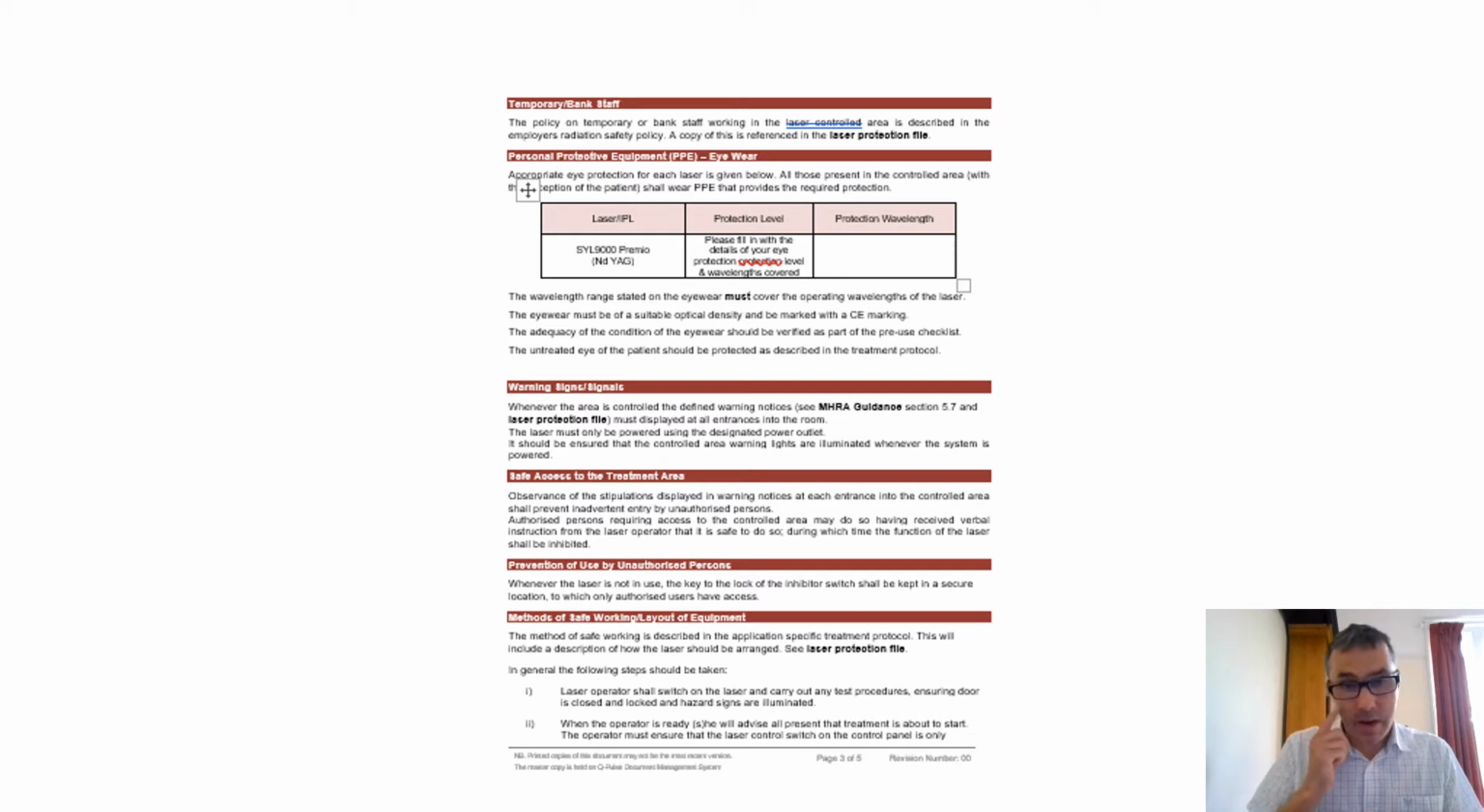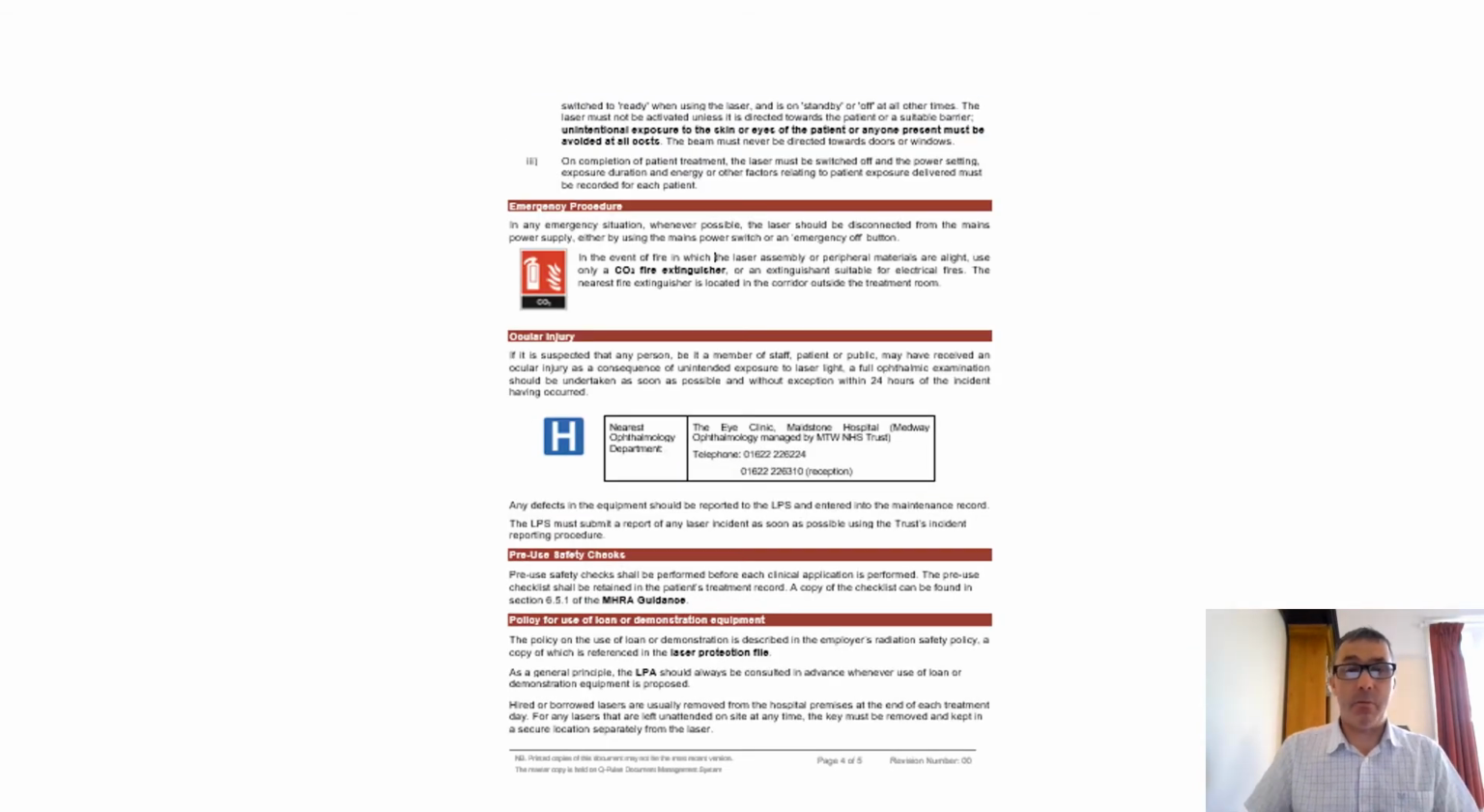Bits about warning signs and signals, prevention of use of unauthorised persons. Are we locking the doors? Do we have some sort of barrier in place across the doors? And a section then about safe working layout and safe systems of work in the room.